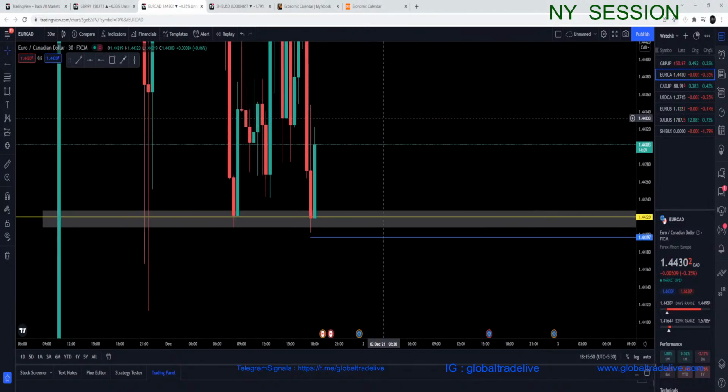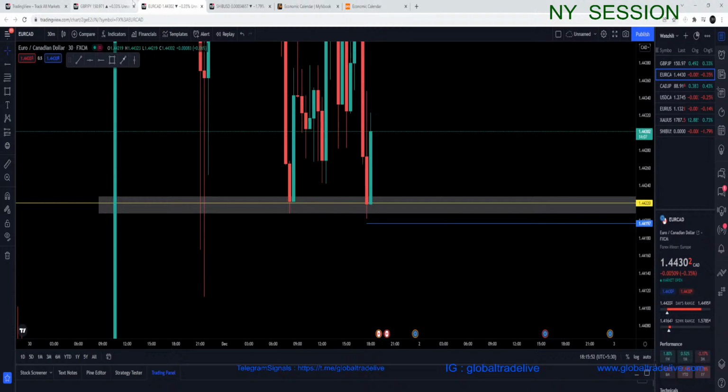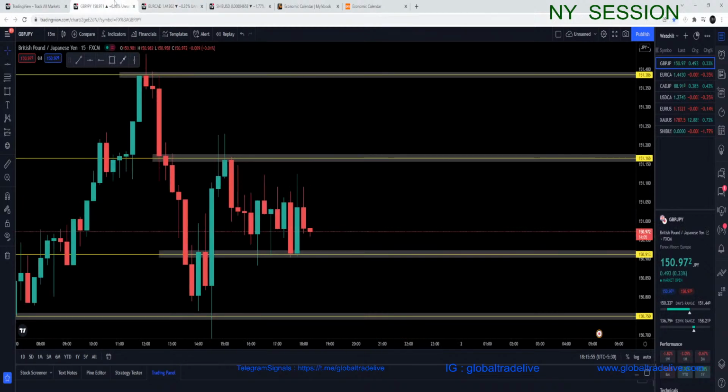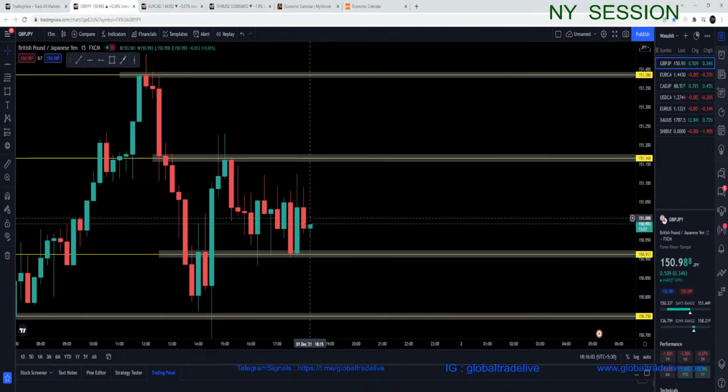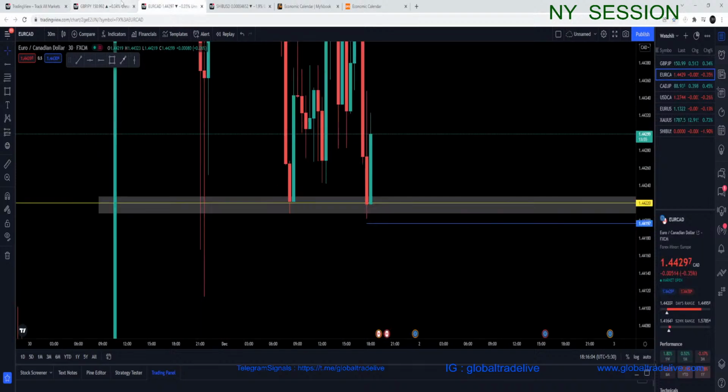So I'm gonna wait for this 30-minute candle to close over here and see what will happen in this candle. And over here in GBP, this candle just closed down like a bearish candle, and let's see how the next candle will be doing. So let's just wait and watch.